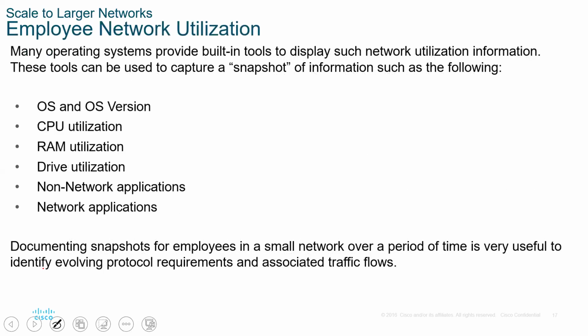All right. Another area is employee network utilization. Many operating systems provide built-in tools to display such network utilization information. These tools can be used to capture a snapshot of information such as the operating system, the CPU utilization, RAM utilization, drive utilization, non-network applications, and network applications. So documenting snapshots for employees in a small network over a period of time is very useful to identify evolving protocol requirements and associated traffic flows.